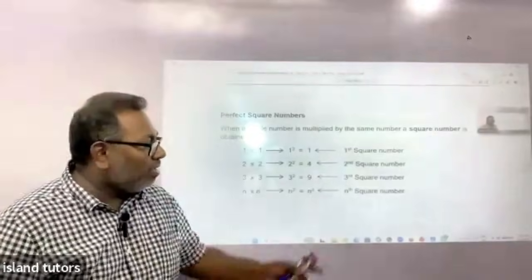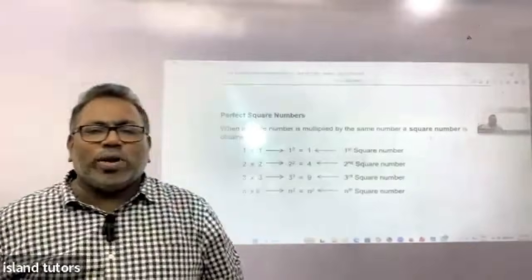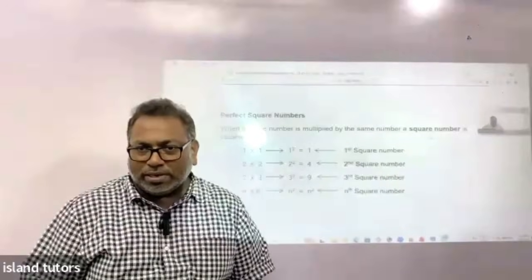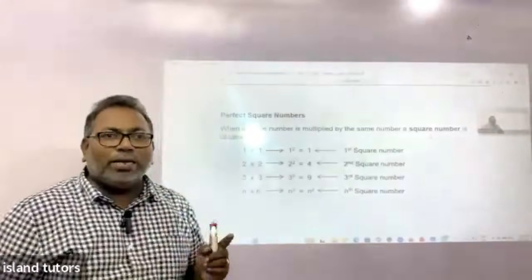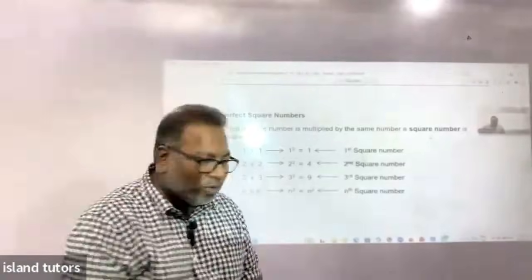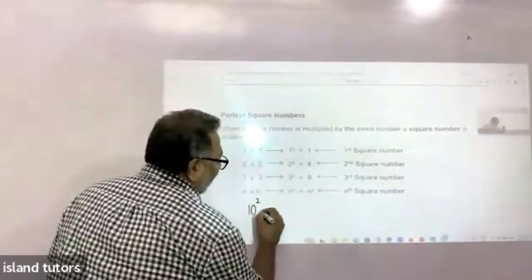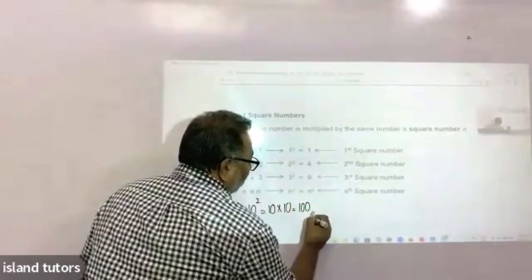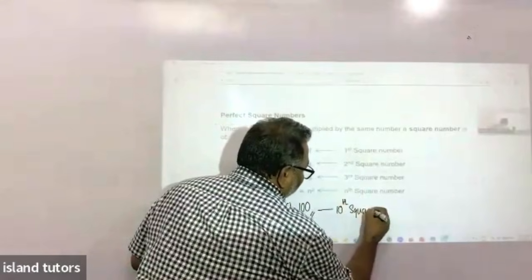So that means your nth square number. You can find any perfect square number by using this nth formula. So if I want to find the 10th square number, what do I do? 10 squared is 10 into 10, which is 100. So this is your 10th square number.